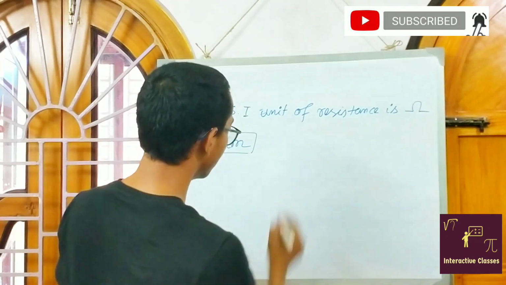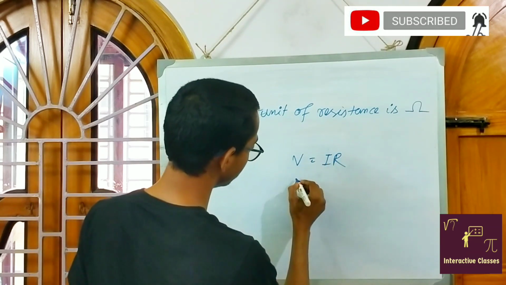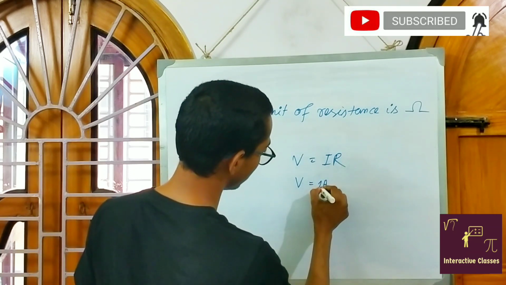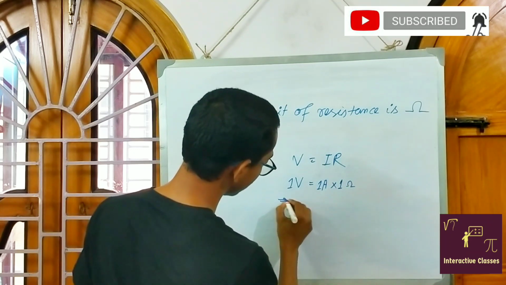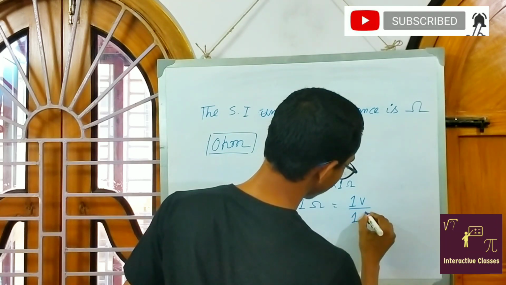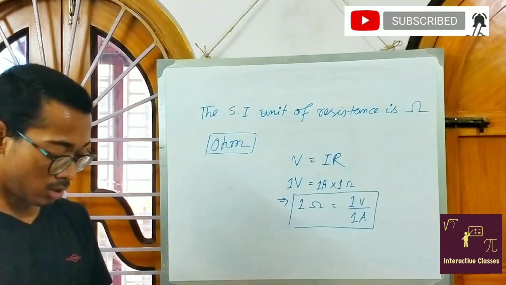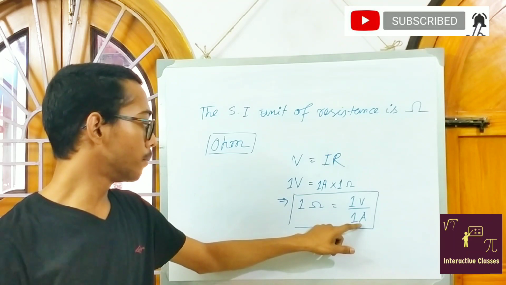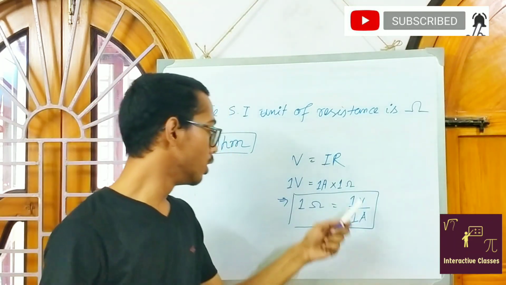Now, from Ohm's law, we have V equals IR. The unit of voltage is volt. For current, we have 1 ampere. For resistance, we have 1 ohm. So 1 ohm equals 1 volt by 1 ampere. The resistance in the conductor is said to be 1 ohm when 1 ampere of current is flowing through the circuit and the potential difference between the ends of the terminal is 1 volt.